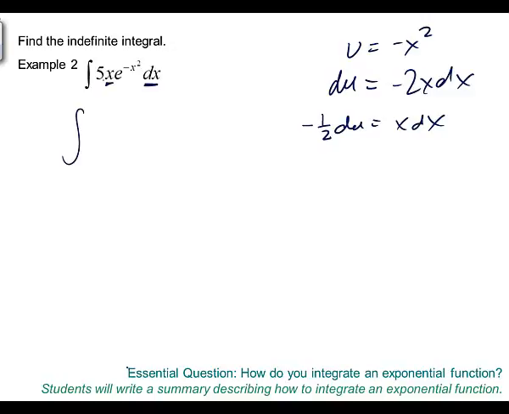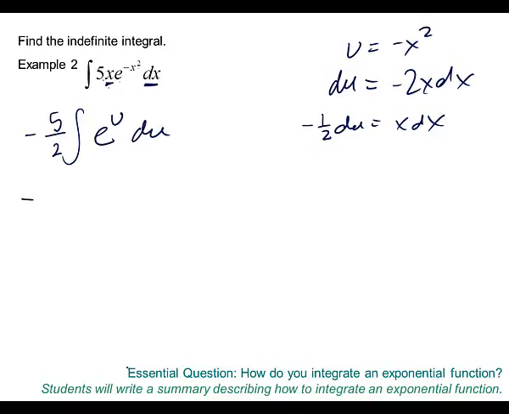Where's this 5 going to land? Right in front with the 1/2, so make it 2.5. Better yet, make it negative 5 halves. Okay. For the negative x squared, we're putting in the u. For the x dx, we put in the negative 1/2 du. I kind of already put in the negative 1/2 part.